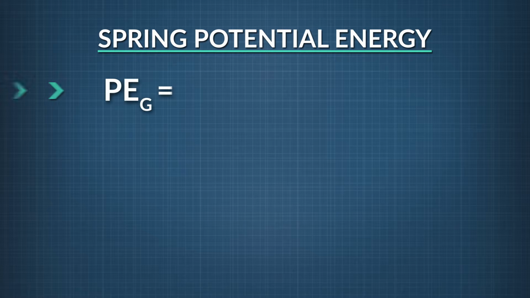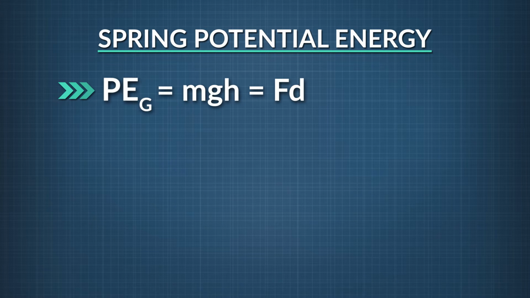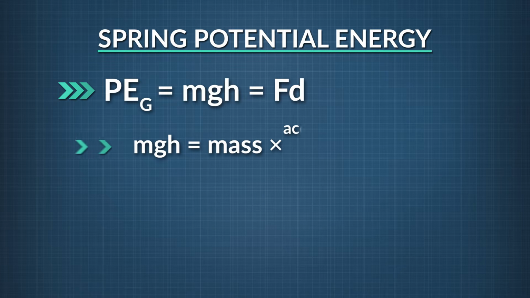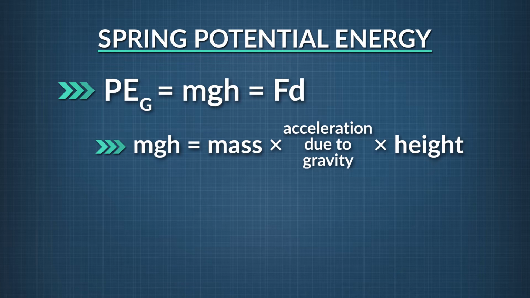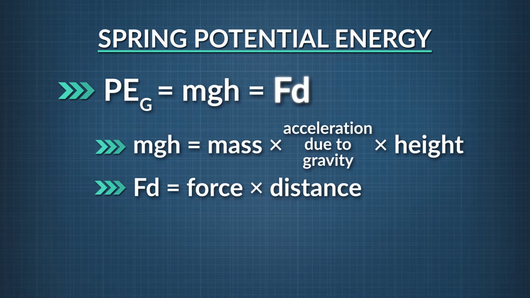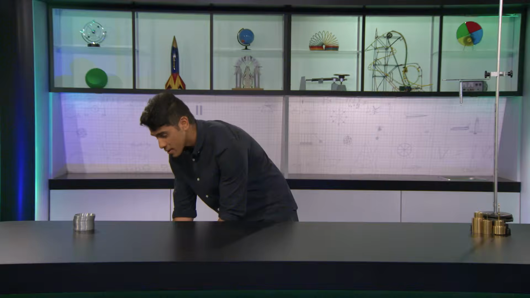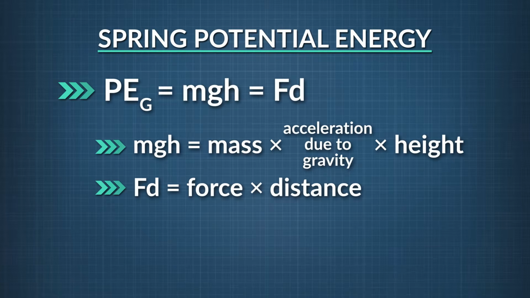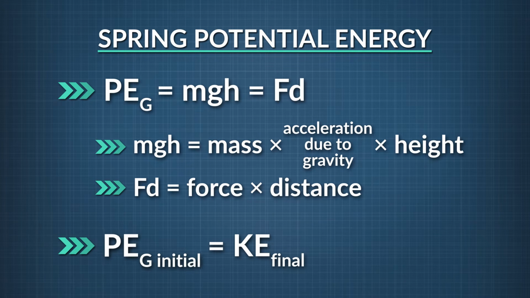They're related to each other, and here's how. Remember the gravitational potential energy, written Pe sub g equals mgh. That's mass times gravity times height, which is just the force times distance. When I drop an object, work is done. Gravitational potential energy is converted to kinetic energy. In other words, the initial gravitational potential energy equals the final kinetic energy.